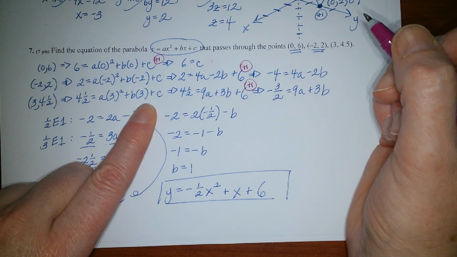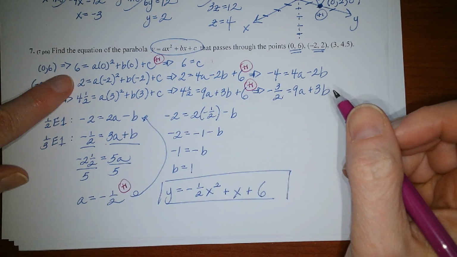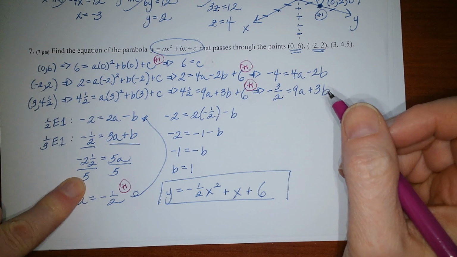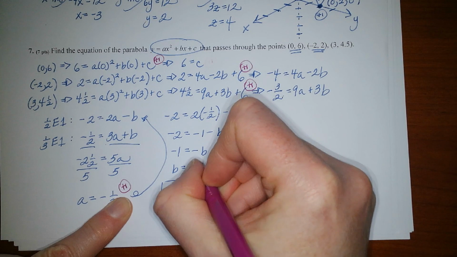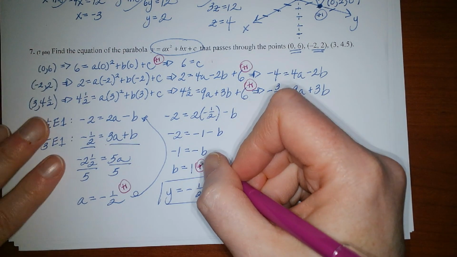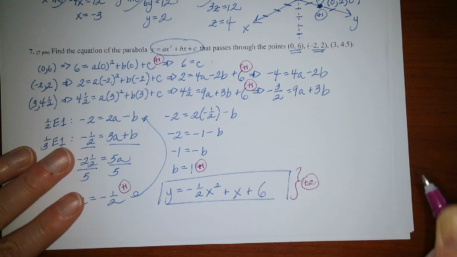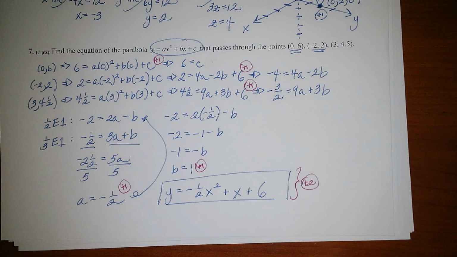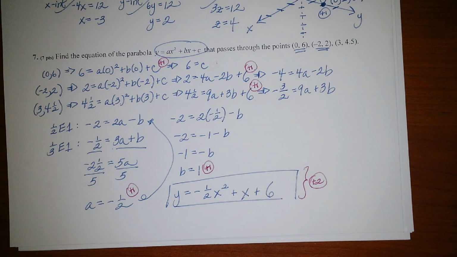Next, 1 point for getting that a is negative 1/2. You have to have the support work where you show how you solved for it, though, in order to get that point. And then 1 point for getting b equals 1. Again, you have to have support work to justify getting the credit. And then the last 2 points are for getting the equation written perfectly, like so. Again, you would have to have all the support work to justify those 2 points as well.